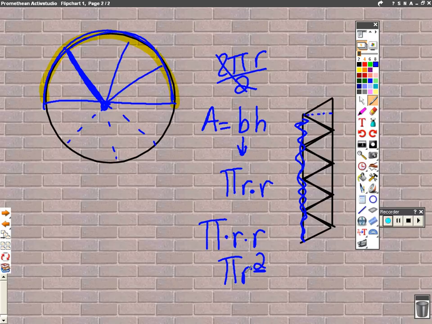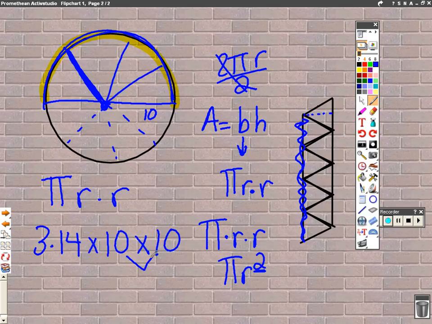So I'm going to plug in a number. I'm going to use the number 10. Using my formula, pi r times r, so that I don't mess up on that r squared, 3.14 times 10 times 10. Well, 10 times 10 is just 100, and times it by 3.14. Well, I like this problem. This is why I picked it. When you multiply by 100, it has 2 zeros, so you move your decimal 2 places. 1, 2. My answer is 314. So the area of this circle is 314.